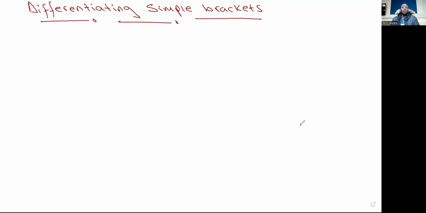We're going to be talking about differentiating simple brackets, and this is a very simple step, but you have to make sure you've reviewed the power rule, which is the first rule, the first mechanism in this series, because that is the bedrock for what we're going to do here.